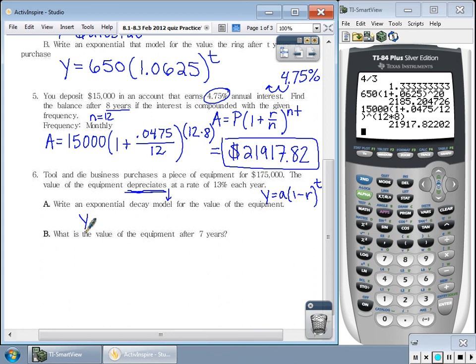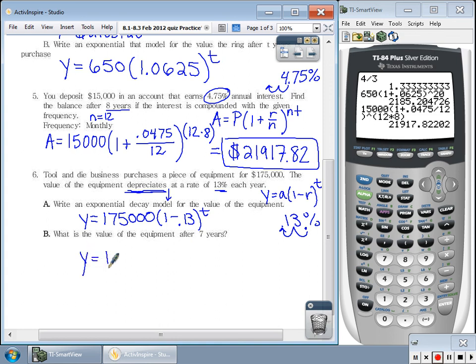So we'll have y equals, it was purchased for $175,000. We're going to do 1 minus 13% as a decimal. Move the decimal point over 1, 2. And so it's 0.13 raised to the t power. And so what is the value of the equipment after 7 years? You're just going to plug 7 in there.